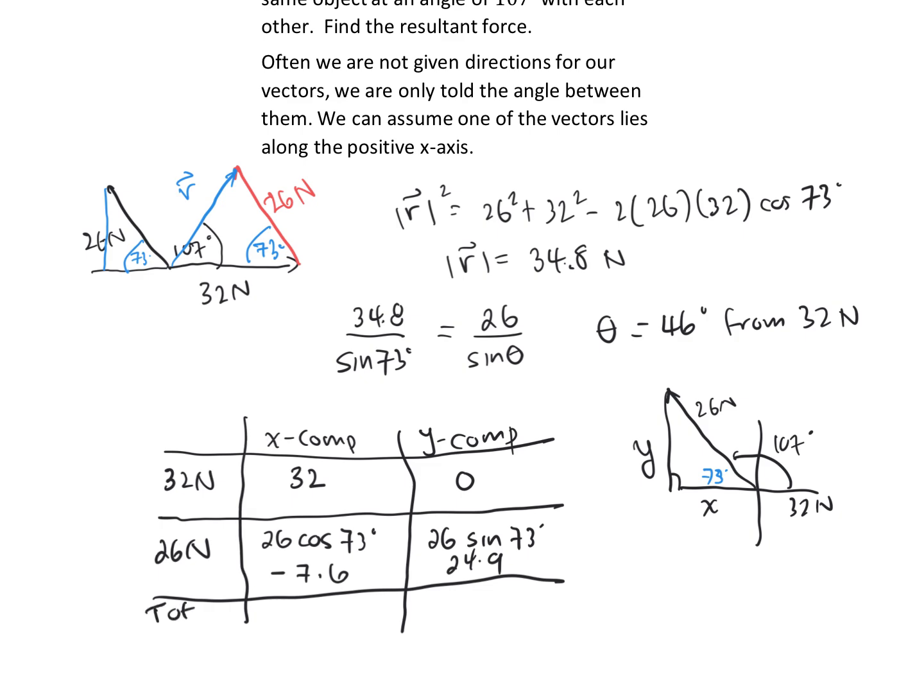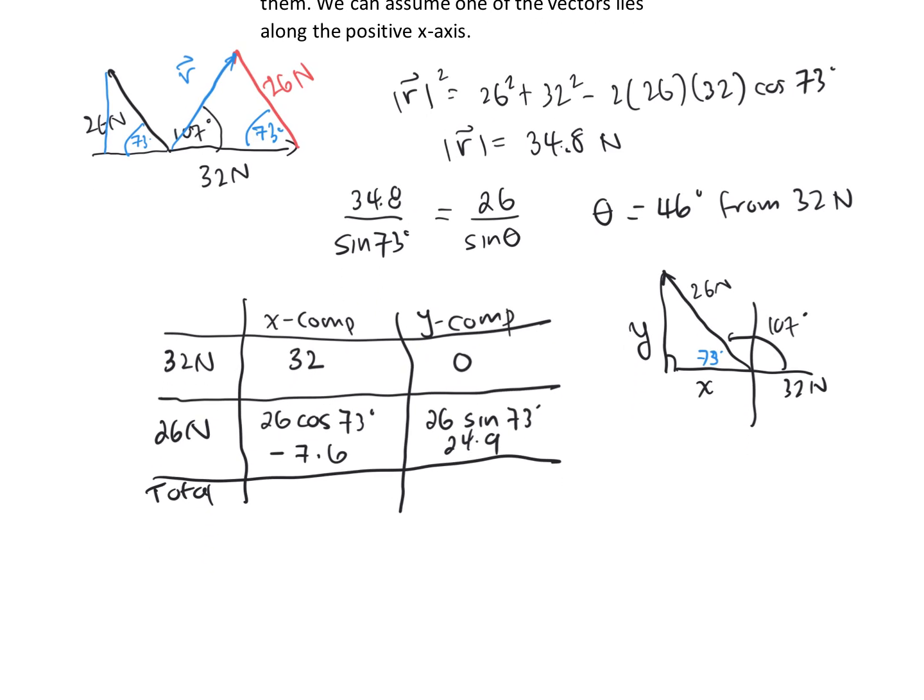And then we're just going to add it up. So we found the x and y components individually for the two vectors, and then we're going to add them up. So we're going to do 32 minus 7.6 is 24.4, and we'll do 0 plus 24.9. So what we've created is the resultant. These are the components of the resultant. They are both positive, which means that the resultant is going right and up. This is what the resultant's going to look like. 24.4 on the X and 24.9 on the Y.